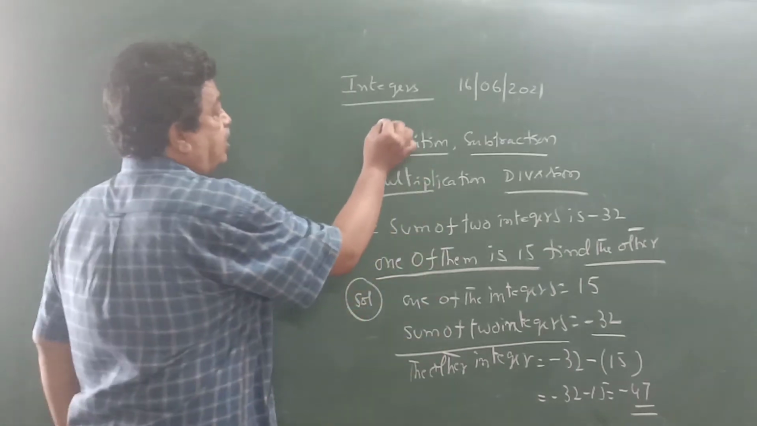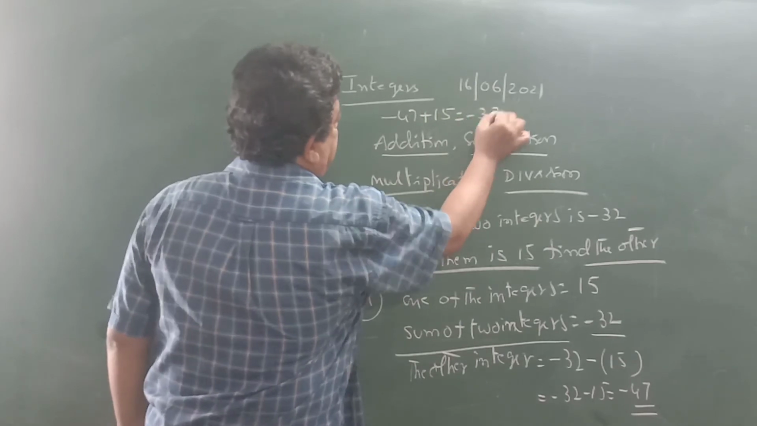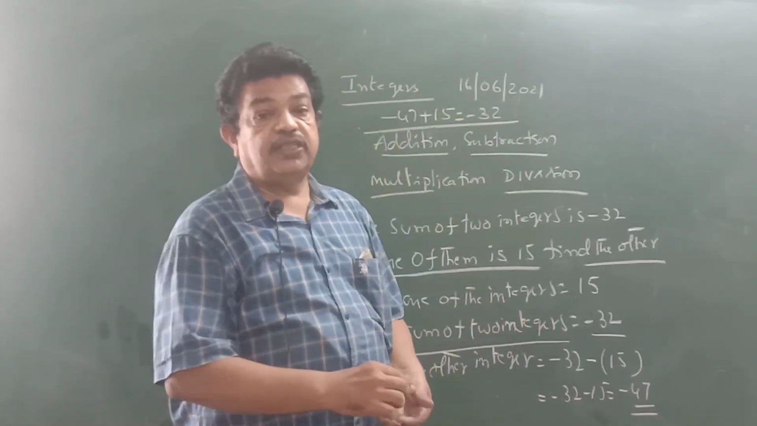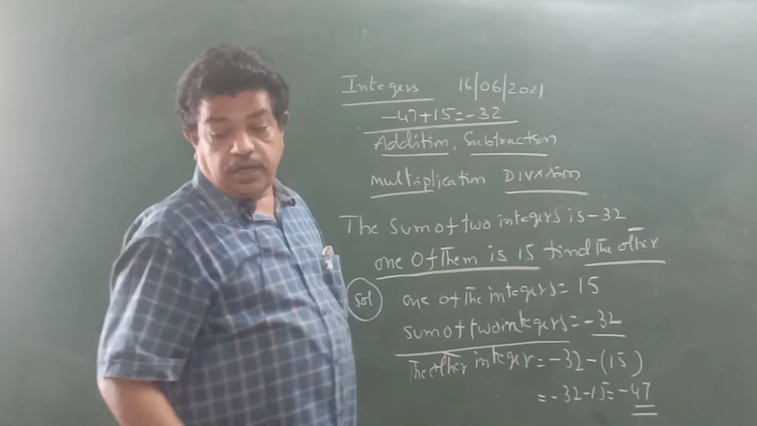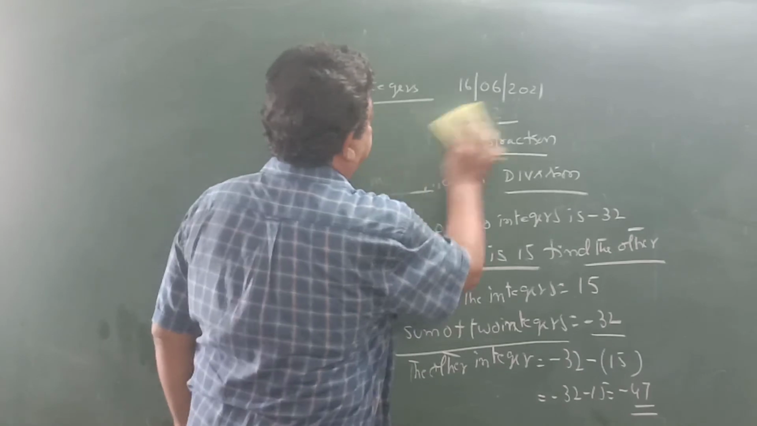You can check your answer. Minus 47 plus 15 is equal to minus 32. The sum of the two integers is minus 32. Like this, we are going to calculate many more problems in integers.